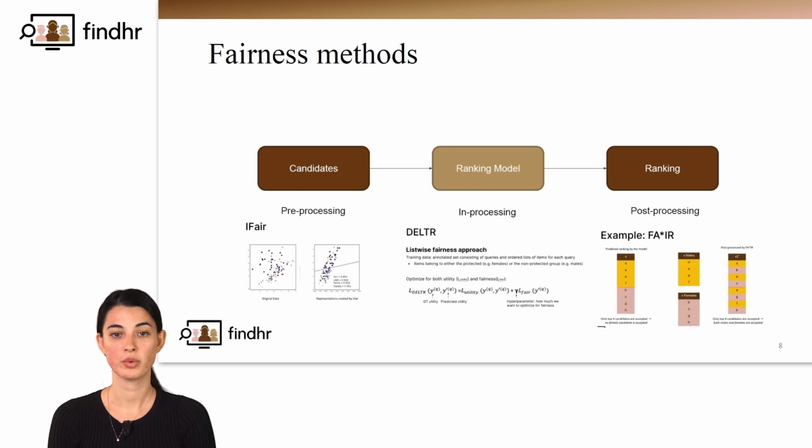In this lecture, we will provide an overview of state-of-the-art mitigation methods, and examples include iFair, a pre-processing method based on the idea that similarly relevant candidates should have similar feature vectors; DELTR, an in-processing method that uses a dual loss to optimize for both fairness and utility; and FA*IR, a post-processing method that aims to ensure the best candidates from each protected group appear in top positions.